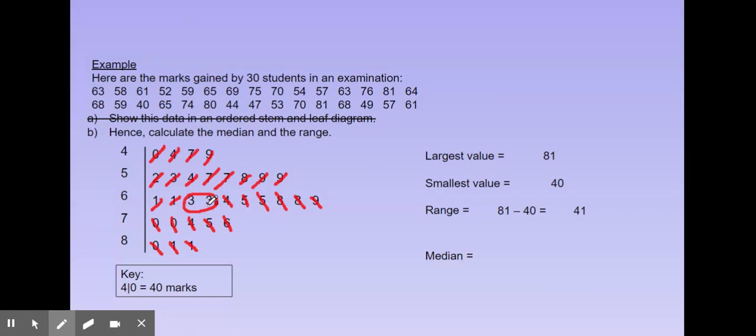In this case, they're both 3. If they're different values, you need to find an average of them by adding them and dividing by 2. So the median is 63 marks.